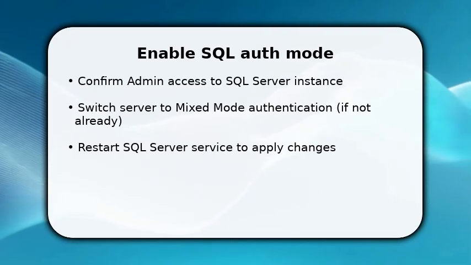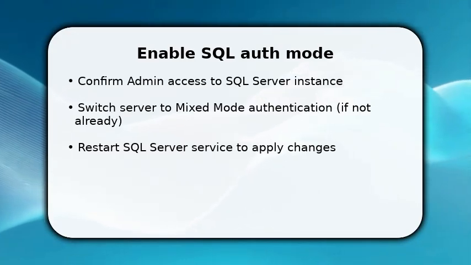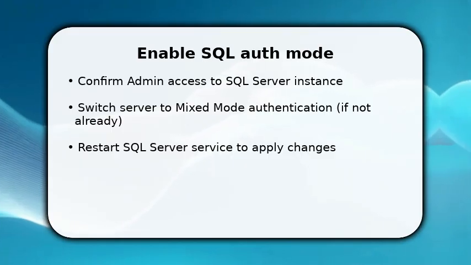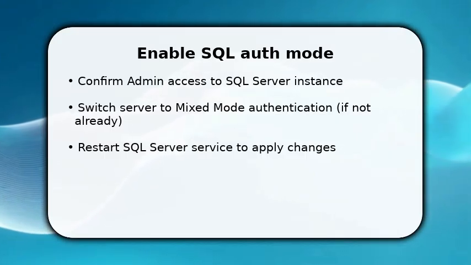Enjoy the video. You have admin rights, so start immediately by changing the server authentication mode. Open SQL Server Management Studio, right-click the instance, choose Properties, and select Security. Switch to SQL Server and Windows Authentication mode. This enables SQL authentication. Once done, restart the SQL Server service so the change takes effect.